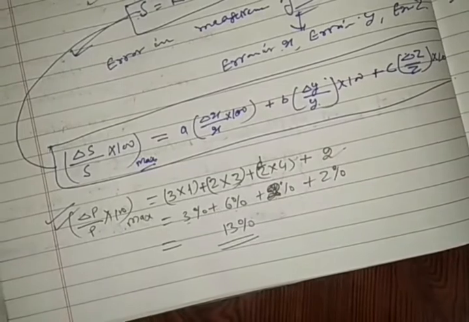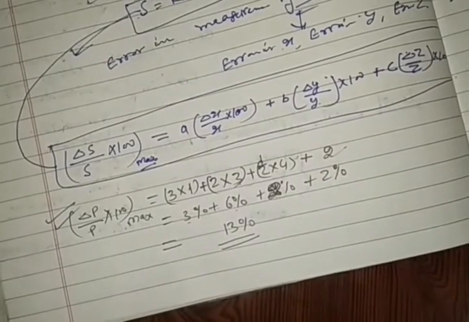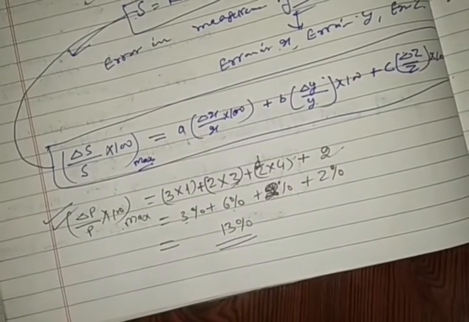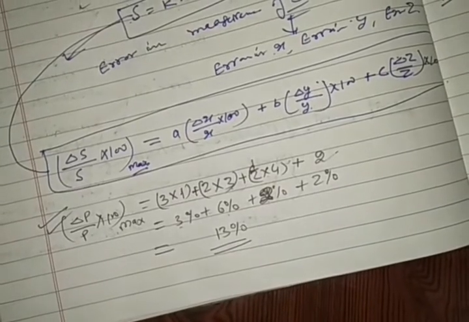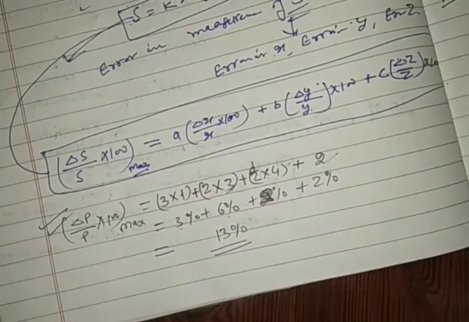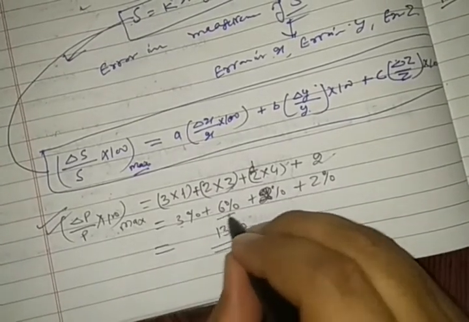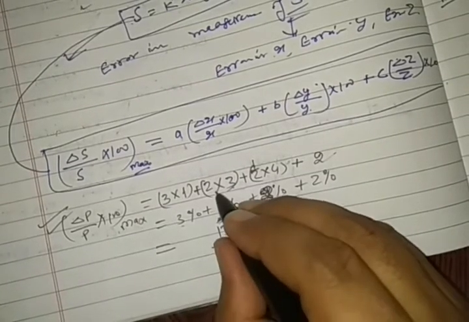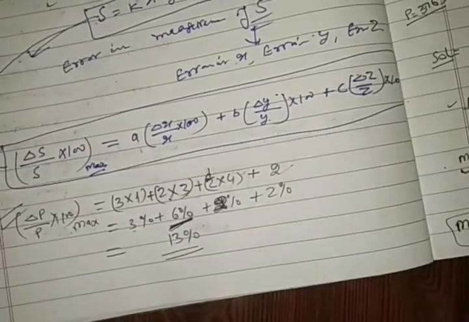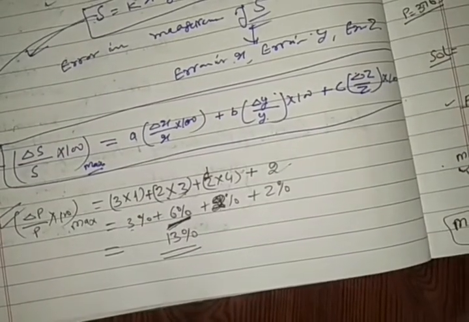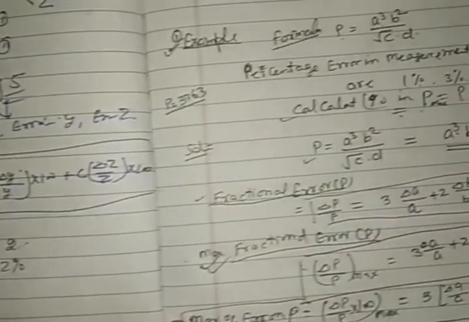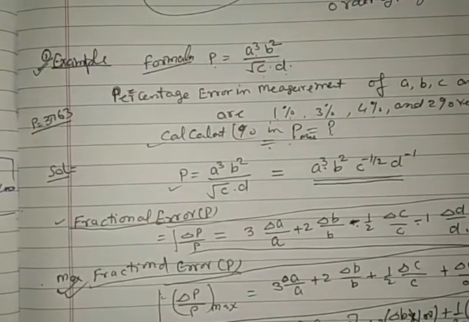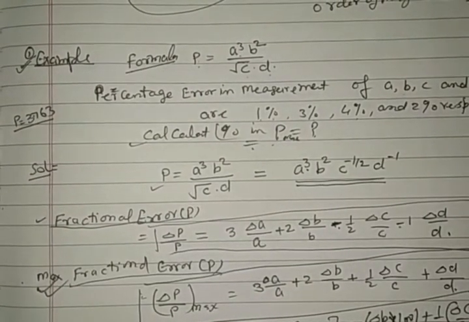Now a question can be asked: name the physical quantity on which maximum attention is required while doing the experiment. So here see, the maximum error, 6%, is possible in the case of the second quantity. That second quantity is seen in the formula as B. So most care is required for B while doing the experiment.